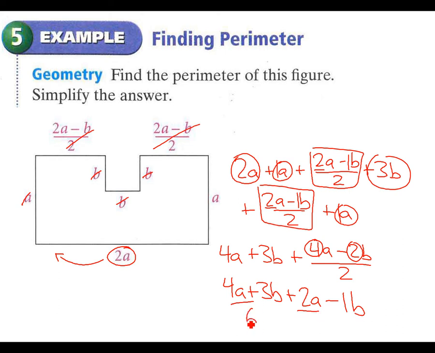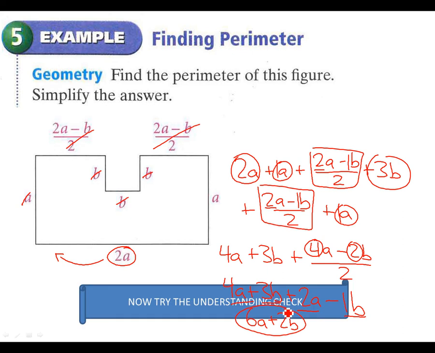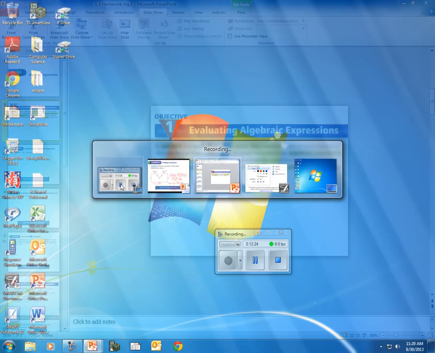All right, so now we can combine one last step. 4a and 2a is 6a. 3 minus 1 is positive 2b. And that's your answer. So you need to do something very similar for your checkpoint problem, and go ahead and give that a shot. And that's it for 1-2. Questions, make sure to ask me in class.